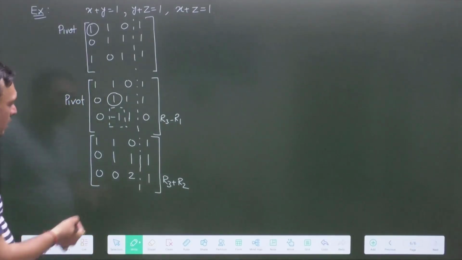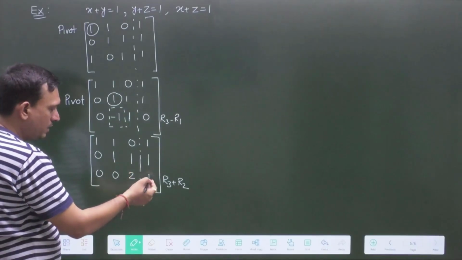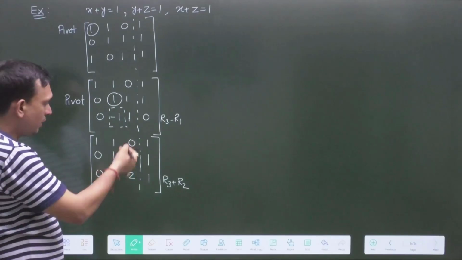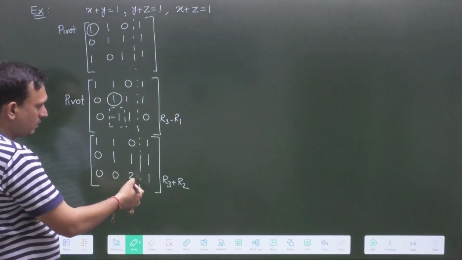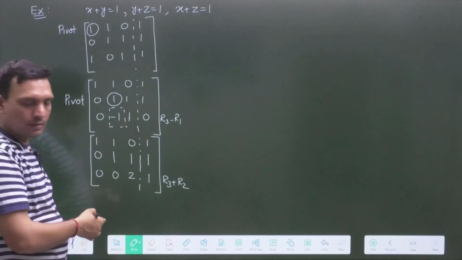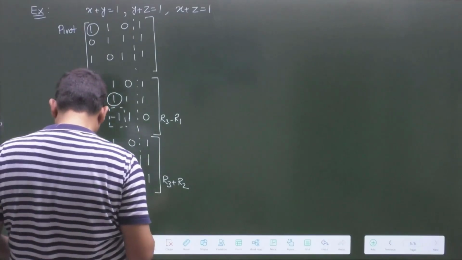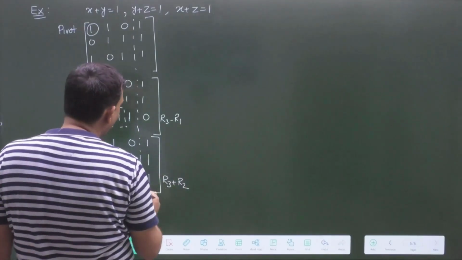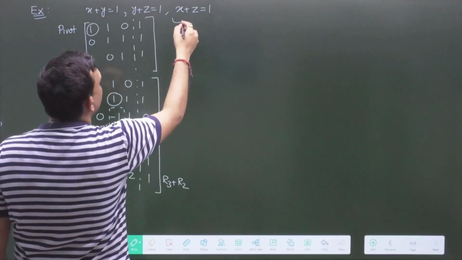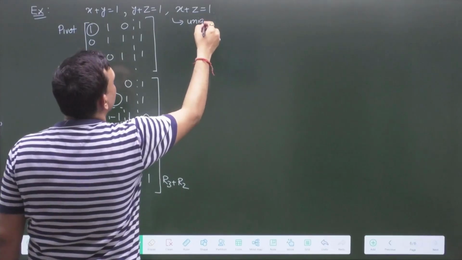So in this particular situation, you will get unique solution, because this will give you z, this will give you y, and this will give you x. So just by seeing, z is equal to half, and so on. So you can calculate that value. So what is x, y, z? All are half values. So it means this system of equations has unique solution.